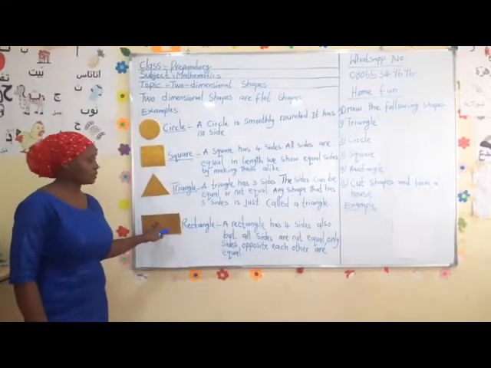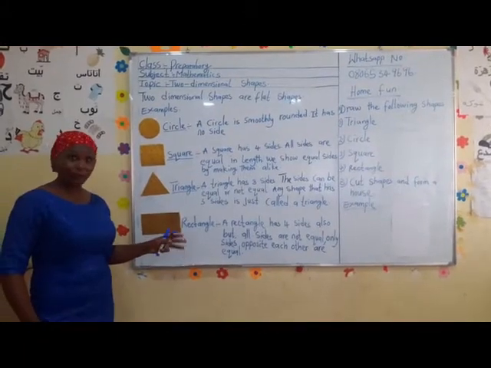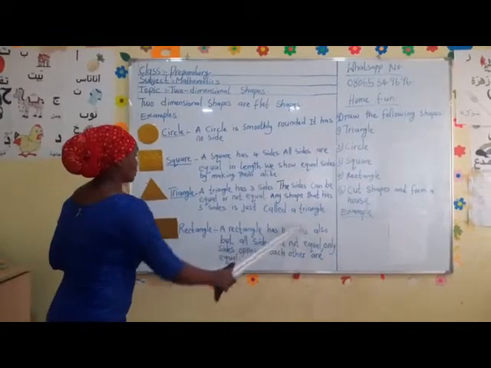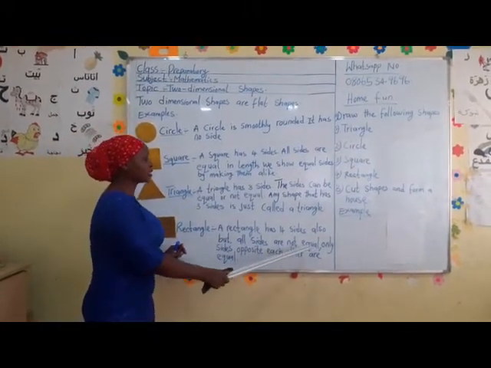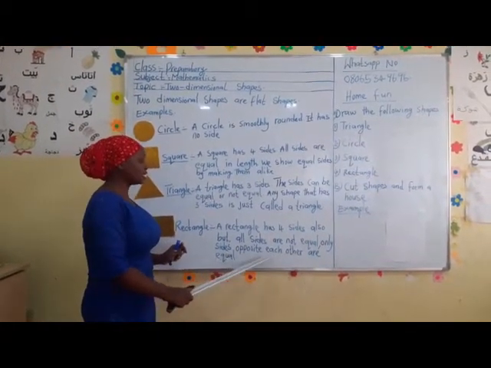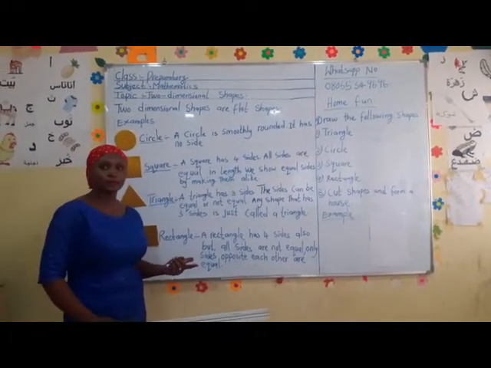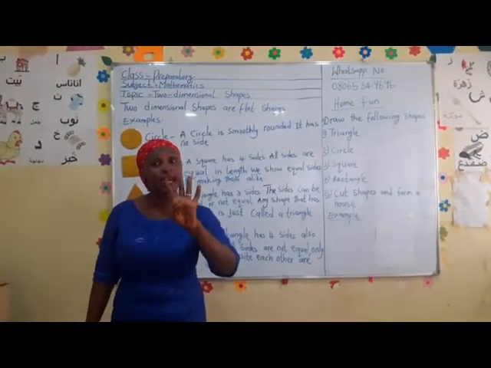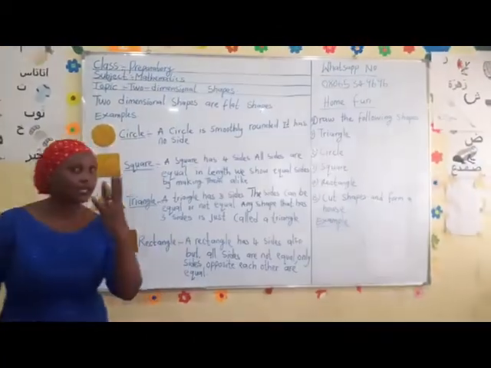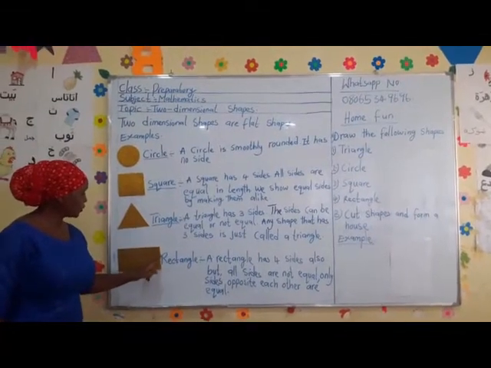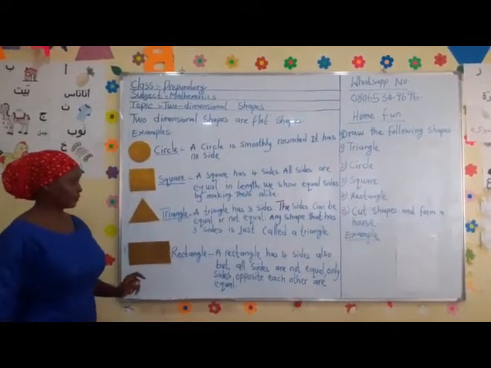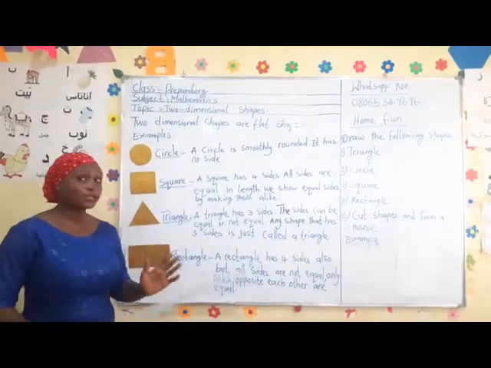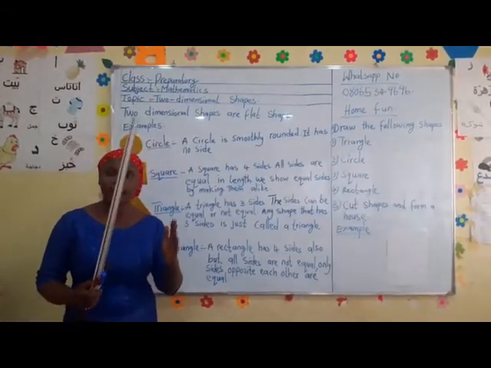Then let's go to the last one, the rectangle. This is a rectangle. It looks like a square, but it's not a square. A rectangle has 4 sides also, but all sides are not equal. Only sides opposite each other are equal. A rectangle has 4 sides too. It has how many sides? 4. Let's count and see. 1, 2, 3, 4. And the sides are not all equal. Only sides opposite each other are equal.